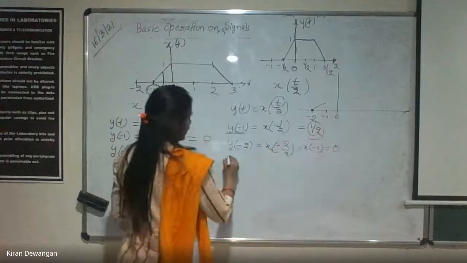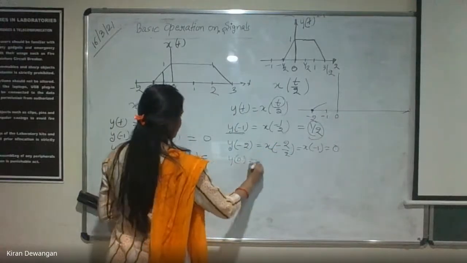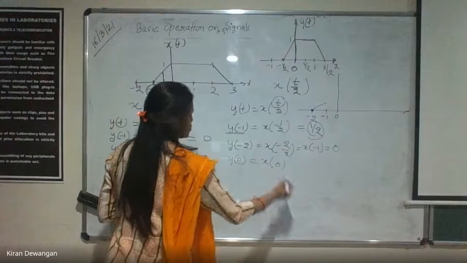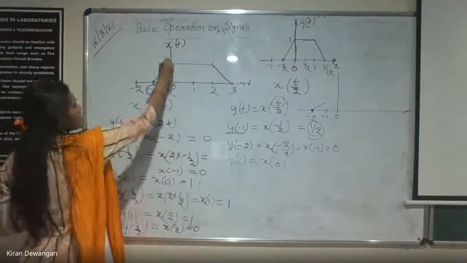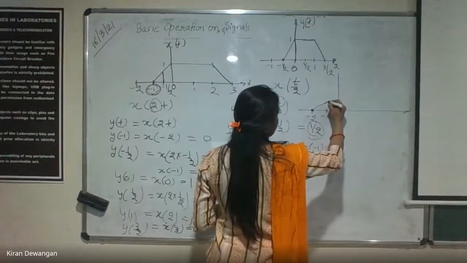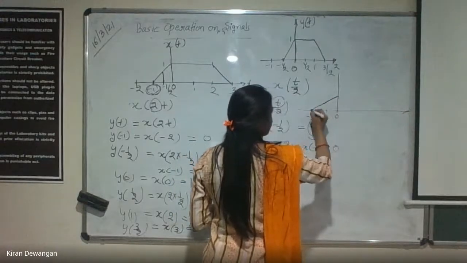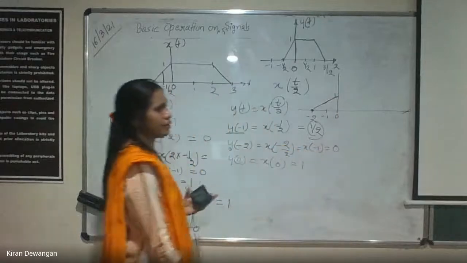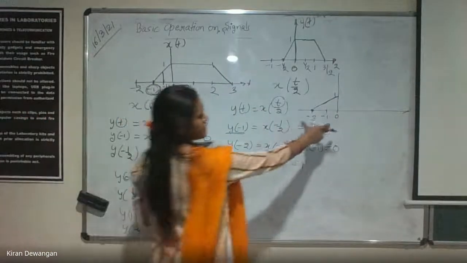And if I take y of 0, it will be x of 0. x of 0 is 1. We know that it's 1. So at this point it will be 1. This is 1. So this side is done.